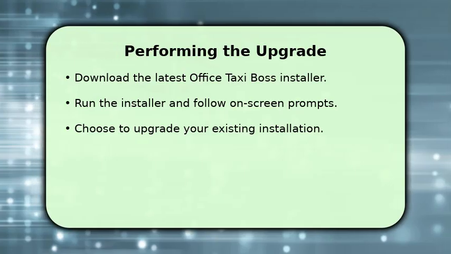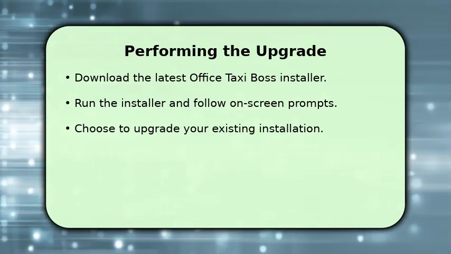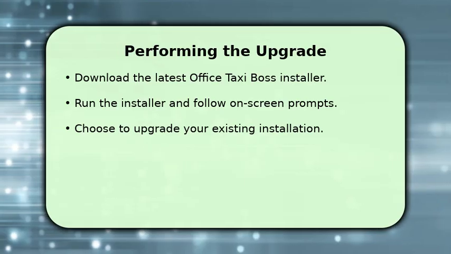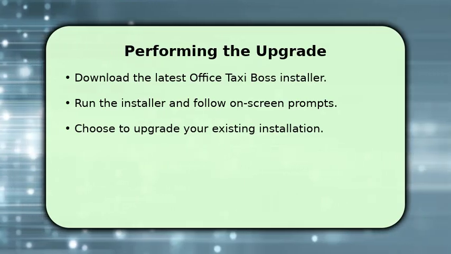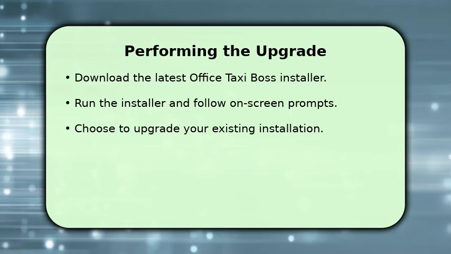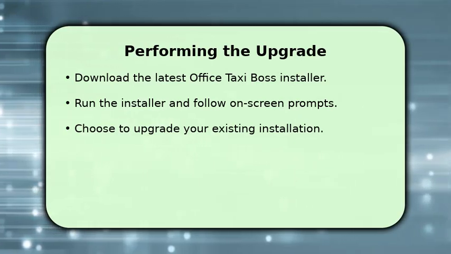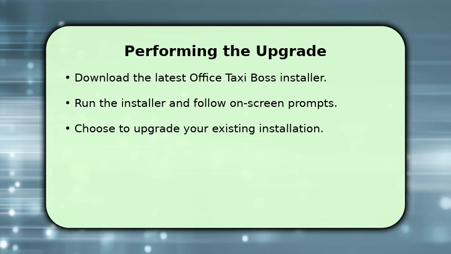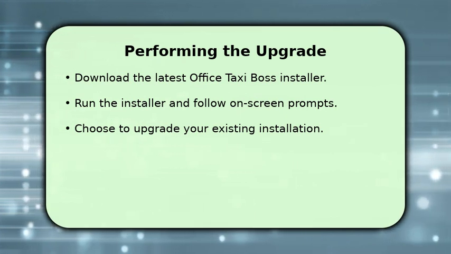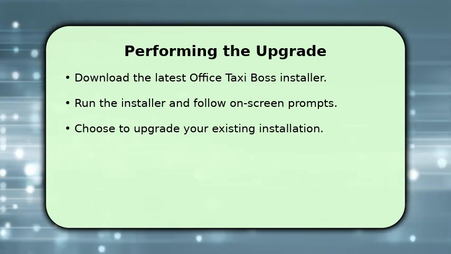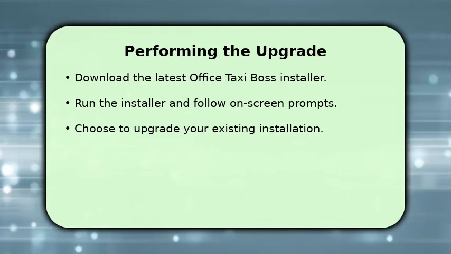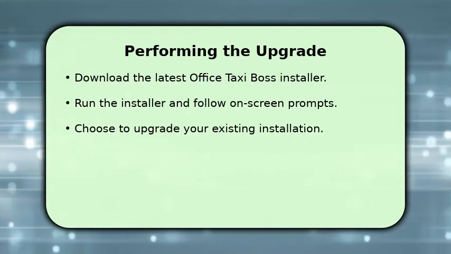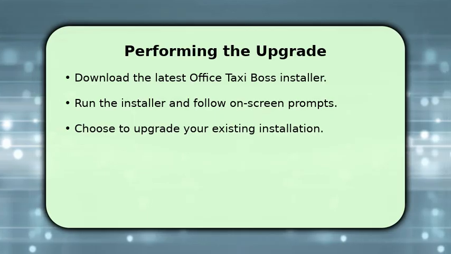Now, let's perform the upgrade. Download the most recent Office Taxi Boss installer from the official source. Once downloaded, run the installer as an administrator. Carefully follow the on-screen instructions, making sure to select the option to upgrade your existing installation rather than performing a fresh install. This ensures your current data and settings are preserved.